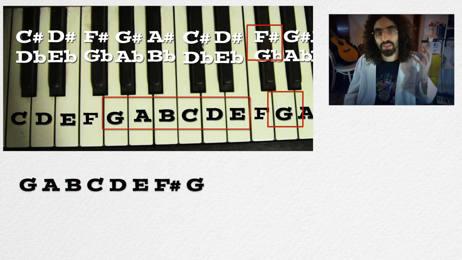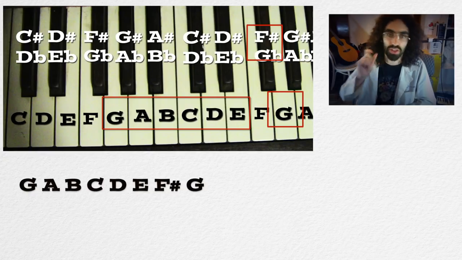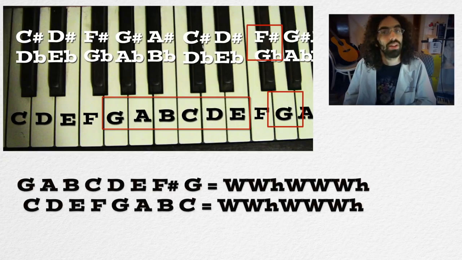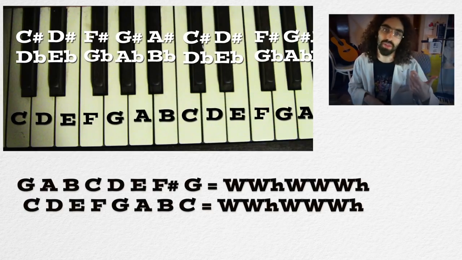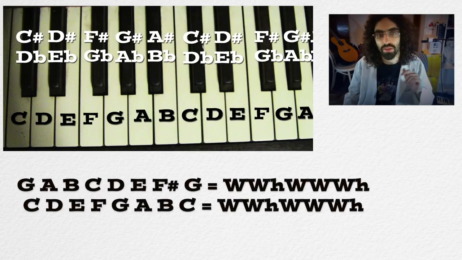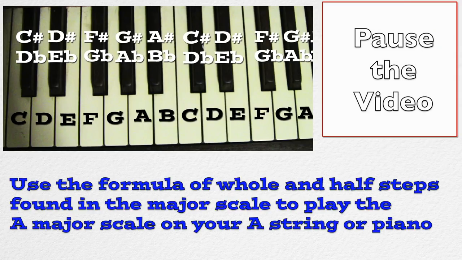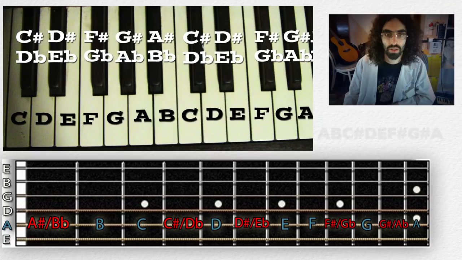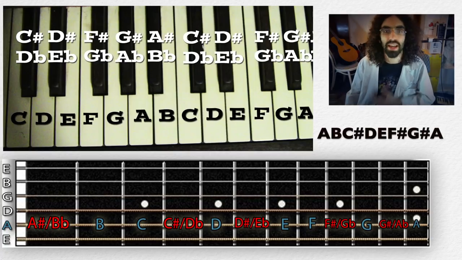So you found the G major scale by comparing the interval relationships between each note to what you found in the C major scale. So let's see if you can use that formula to figure out the A major scale and play it one octave on the piano or on the A string of your guitar. So give it a shot. Okay, so you should have gotten A, B, C sharp, D, E, F sharp, G sharp, A.